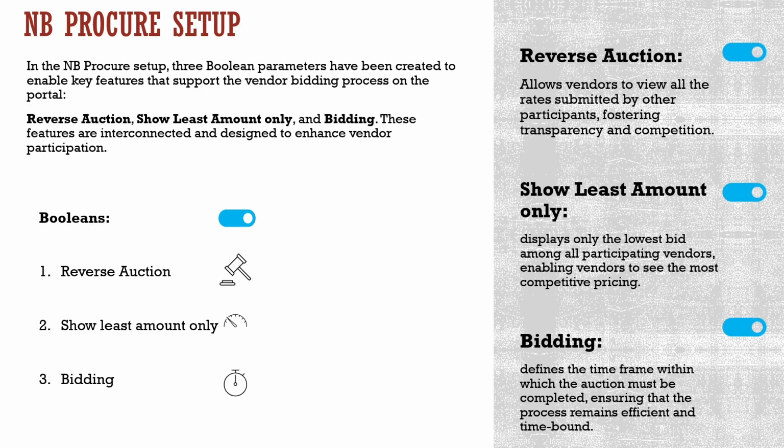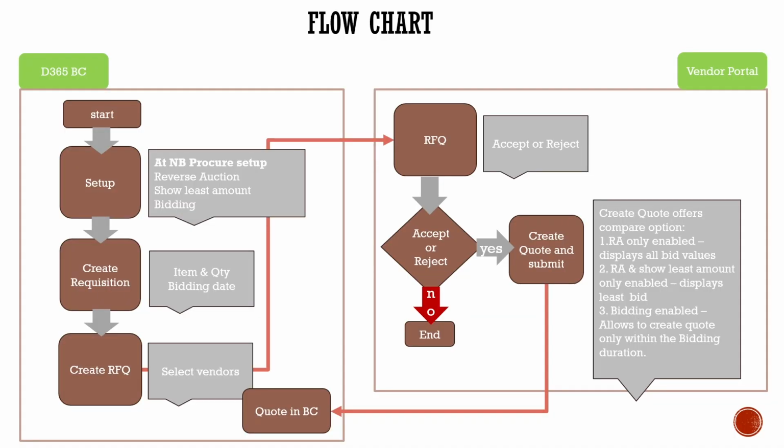Now let's see how that is achieved within NB Procure. We have a setup page, the NB Procure setup page, where there are three flags, Boolean fields. One is whether we want the reverse auction to be enabled in this particular tenant or not, and whether the vendor gets to see only the bid amount, or whether a time-bound bidding process is enabled or not. So these are the three flags which control this whole reverse auction experience.